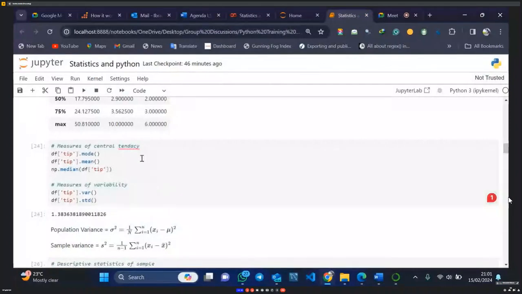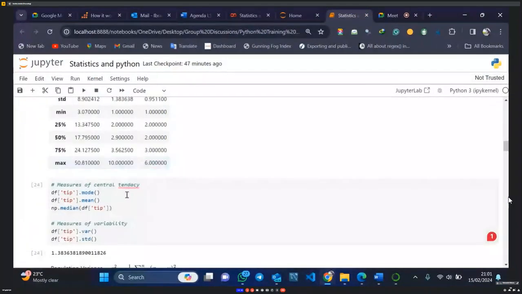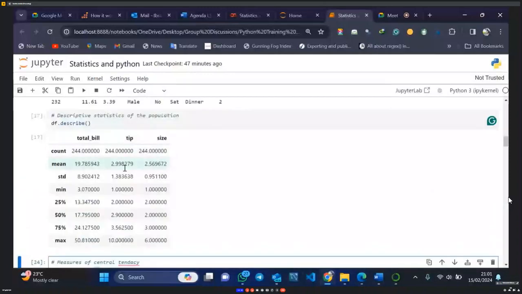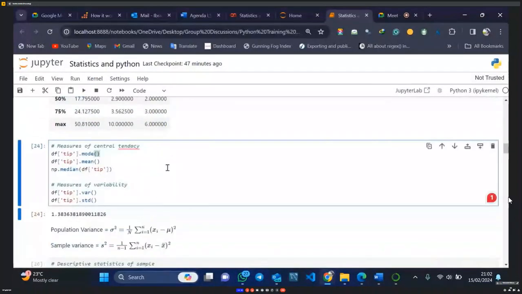Okay, so for the measures of central tendency, we say that there are 3. That is the mode, the mean, and the median. From this file here, we are going to calculate the mode of the tip. You can see the tip is here, not the bill. The tip, this middle column here.